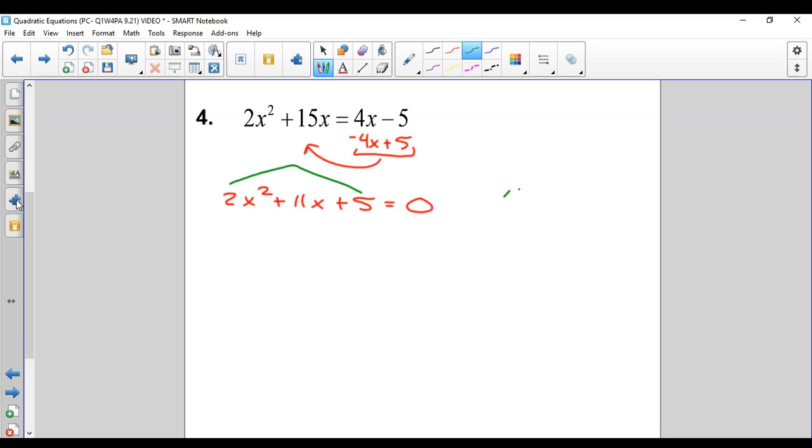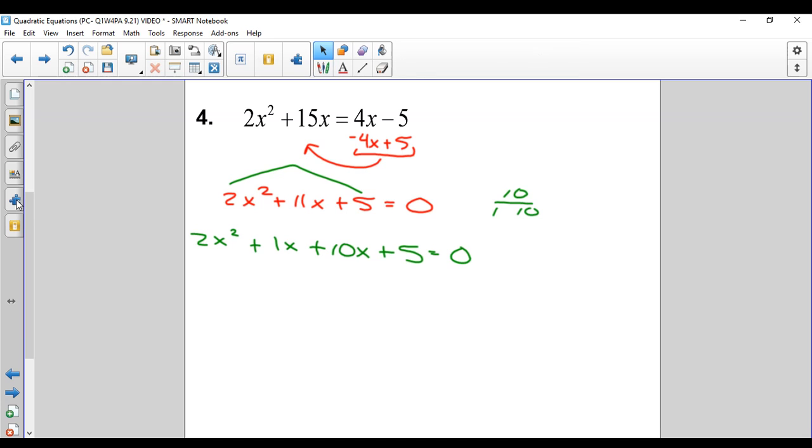2 times 5 is 10. Factors of 10 that add up to 11 are 1 and 10. So we begin the process. 2x squared plus 1x plus 10x plus 5. If you're still having trouble with the AC method, make sure you look at last week's video. Group them.